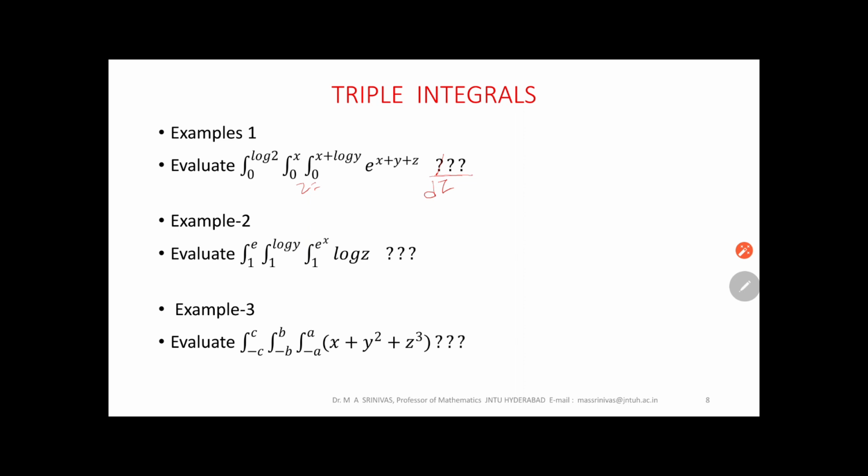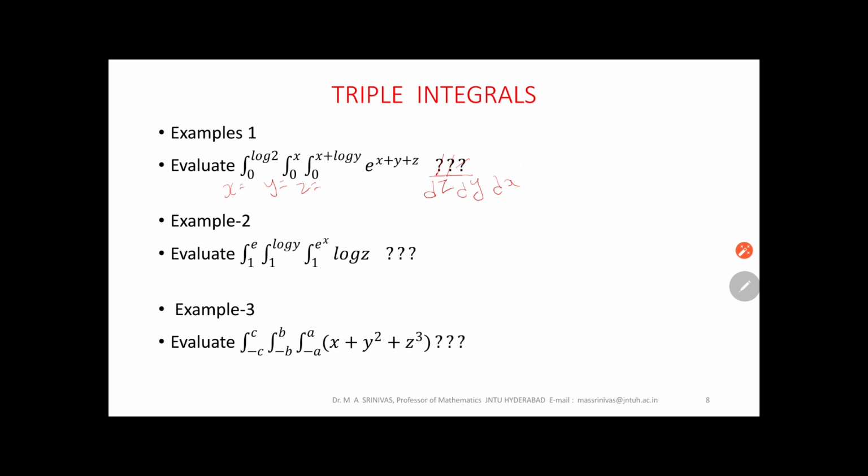Next. These are the limits for the other two variables x and y. Now these are functions of x. Whenever they are functions of x, they are the limits of the other variable y. Therefore, these are the limits for y. So this second time we'll do the integration with respect to y. And automatically the leftover one is x. So this is the order dz, dy, dx.